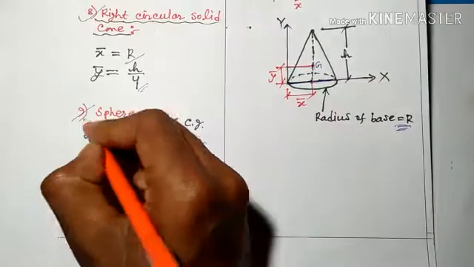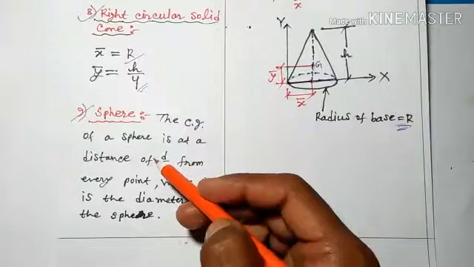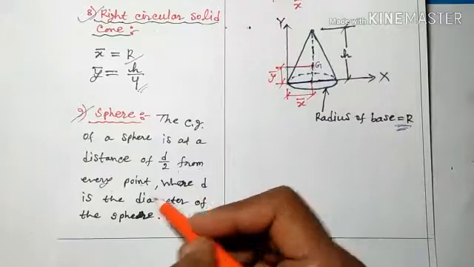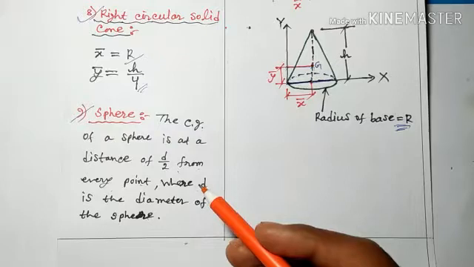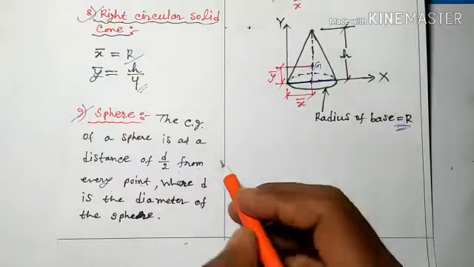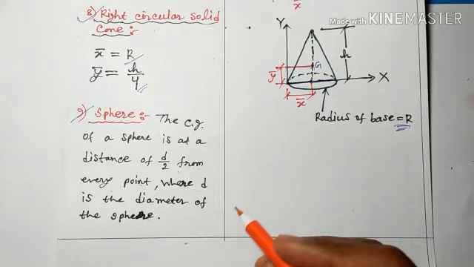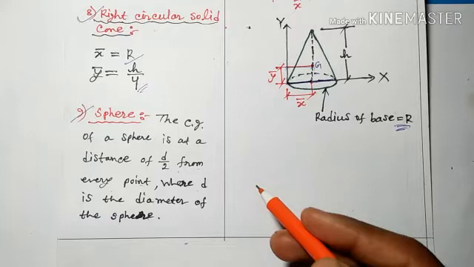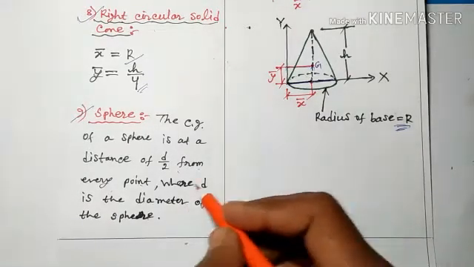Okay, the next figure is a sphere. The CG of a sphere is at a distance of d by 2 from every point on the surface, where d is the diameter of the sphere. Okay, so the location of the CG of a sphere is at the center of the sphere. So the distance of the center of the sphere from the free surface of the sphere is equal to d by 2, or the radius of the sphere.